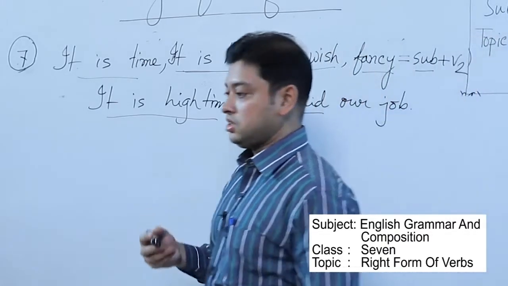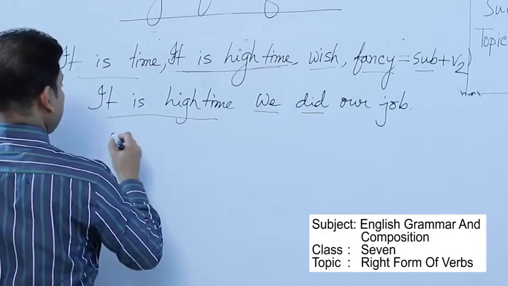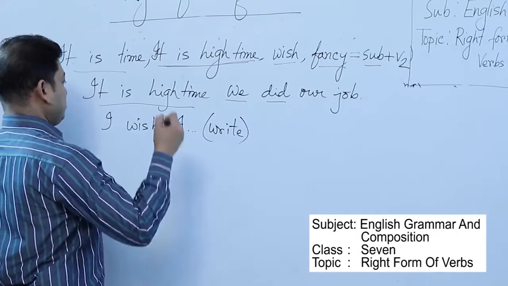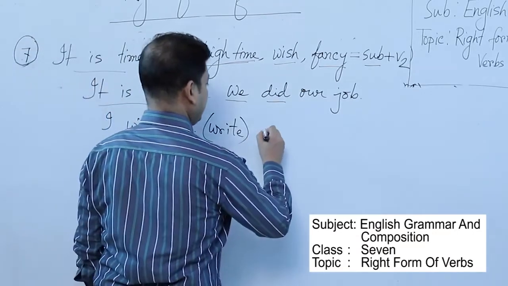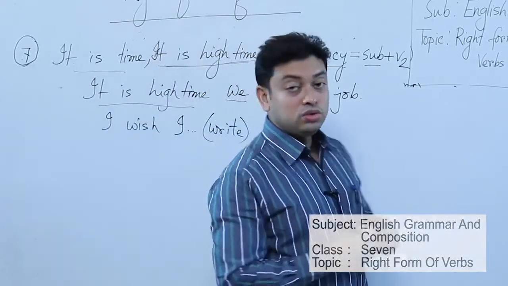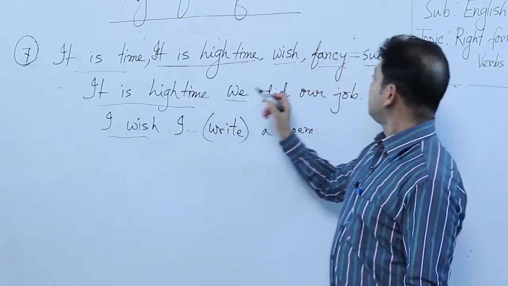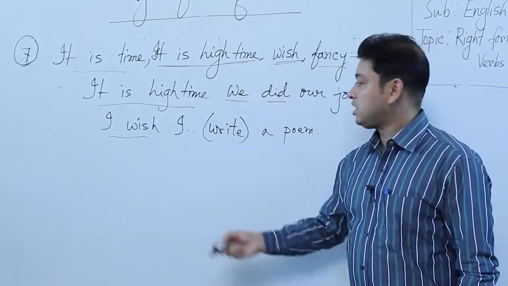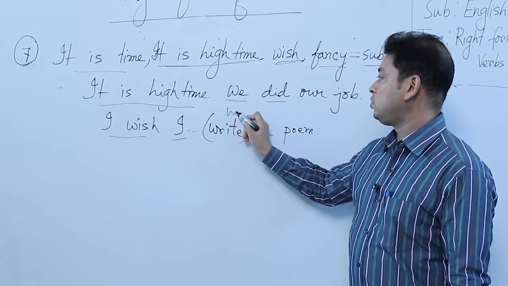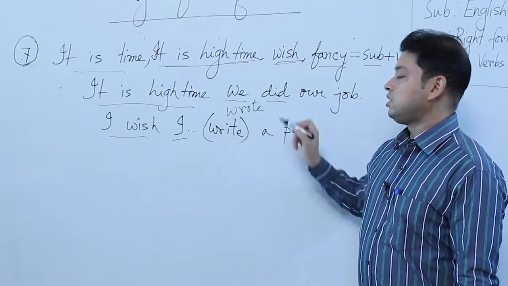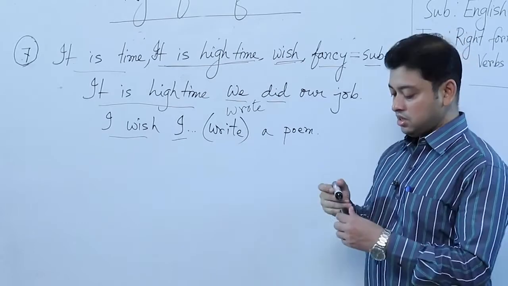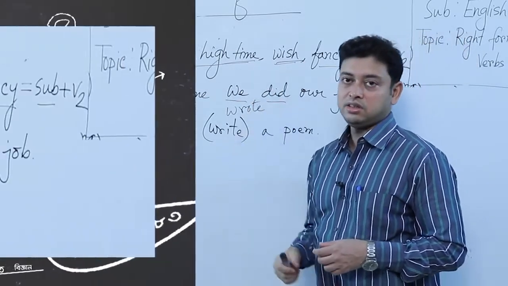So, you can give another example. Let us see. I wish, this is another example. I wish I wrote a poem. According to this rule, if there is a wish, then what kind of changes will be there? If the subject is here, then write will be wrote, the V2 form. Look at this example and look at this rule. You will see this is exactly following the rule that is written.